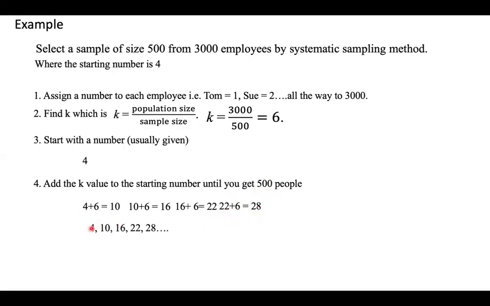And to write it out nicely, we go 4, comma 10, comma 16, comma 22, comma 28, just like that. All the way to 500 numbers. And this will be systematic sampling method.